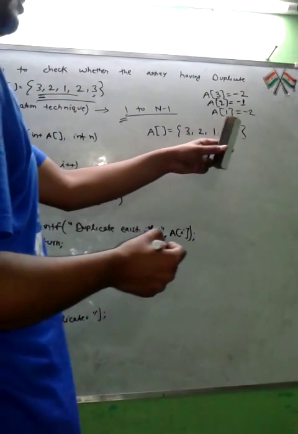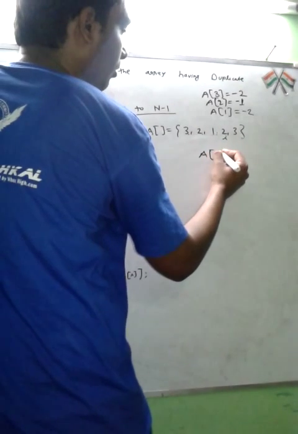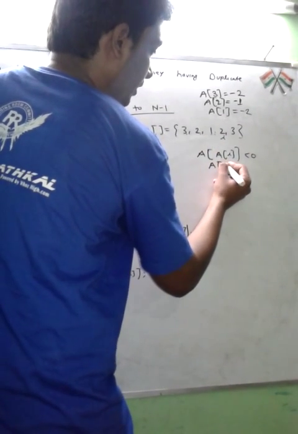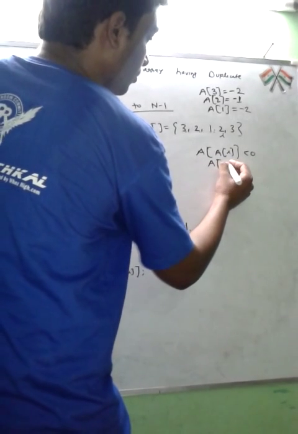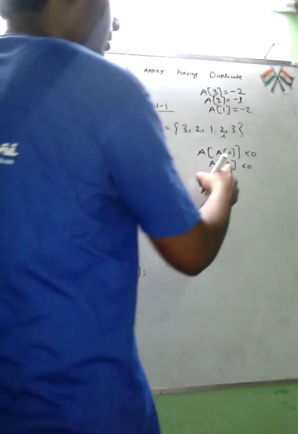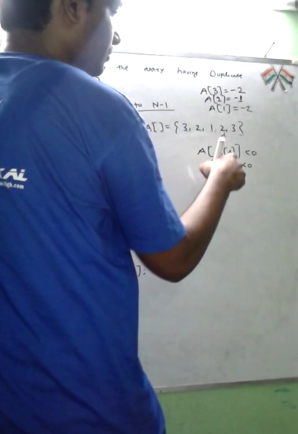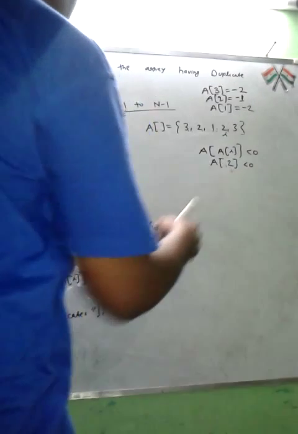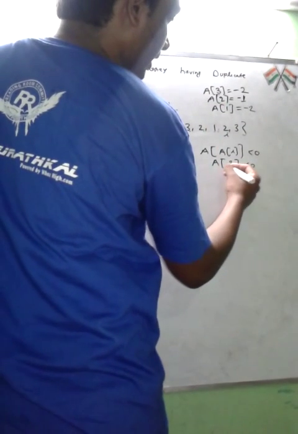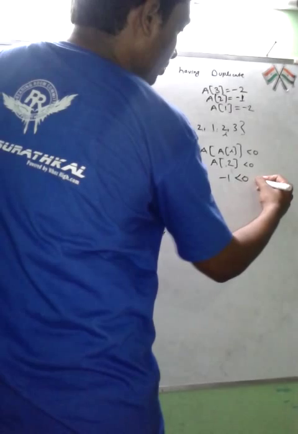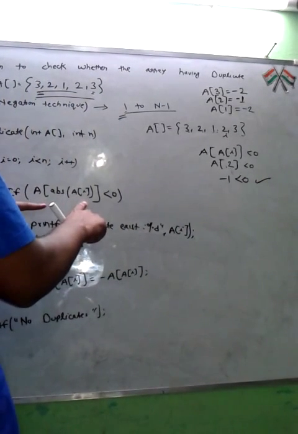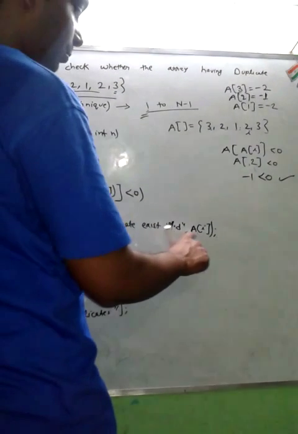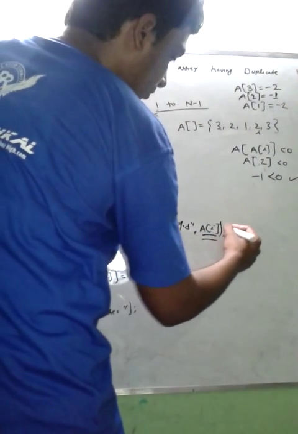Now i is pointing to this 2. Is a[a[i]] less than 0? a[i] means 2, less than 0. So at the position of 2, there is already a negative number. a[2] is minus 1. So this is the correct case. That means we have found the duplicate element. So we will print that element.